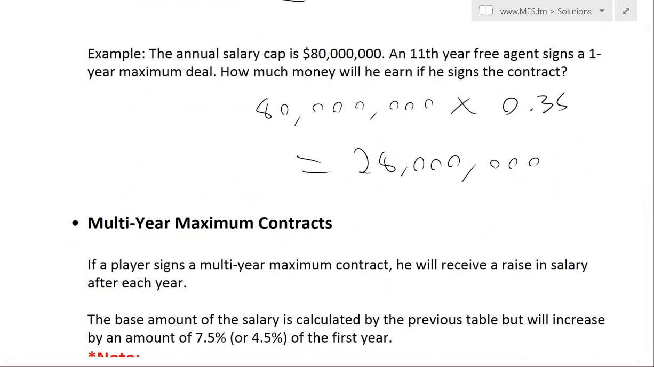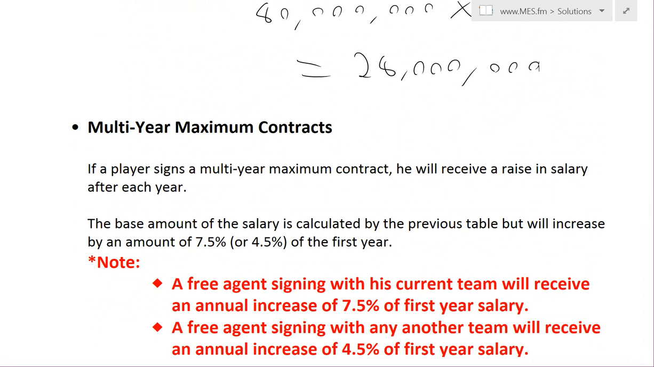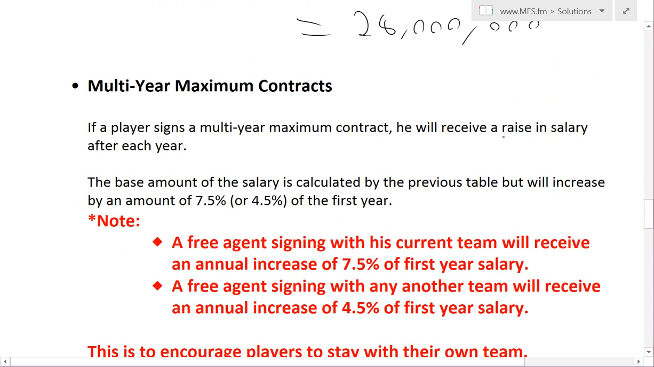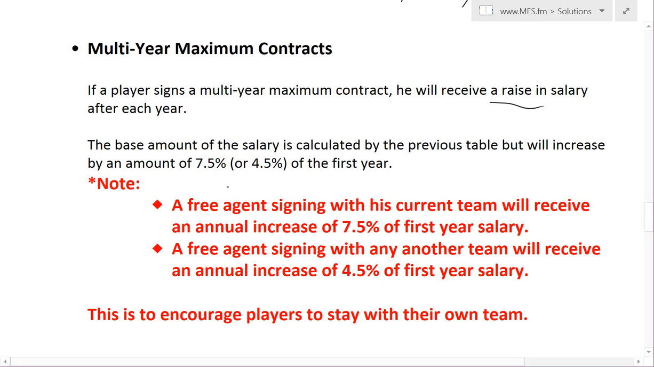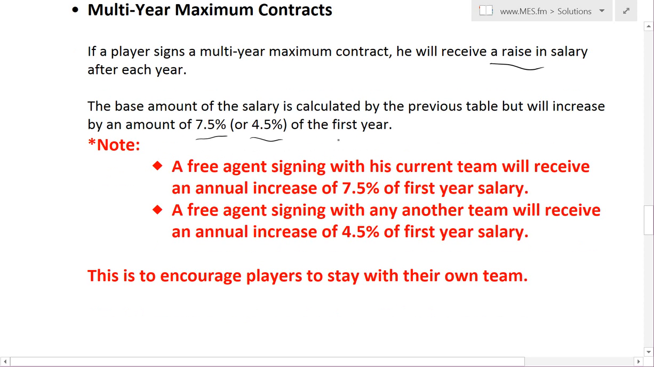But now what we need to do is look at multi-year maximum contracts because it changes per year. He will receive a raise in salary after each year. The base amount of the salary is calculated by the previous table and will increase by either 7.5 or 4.5% of that first year. So what we need to look at here in the red: a free agent signing with his current team, this is the most important, his current team, will receive an annual increase of 7.5% of the first year. And a player signing with a different team will increase his salary per year by 4.5% of the first year.